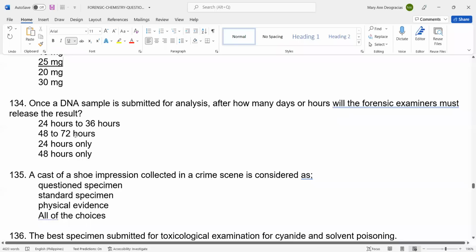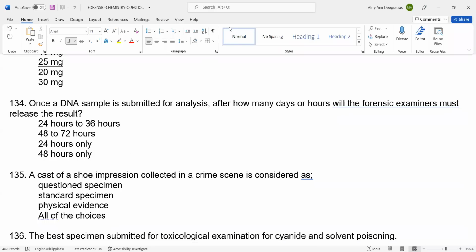Is it 24 to 36? Is it 48 to 72? Is it 24 hours only or 48 hours only? Alam nyo ba kung anong sagot dito? Letter? Okay. Magkakaiba kayo ng sagot. A letter is letter B.